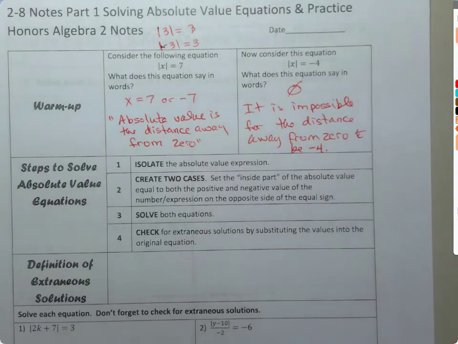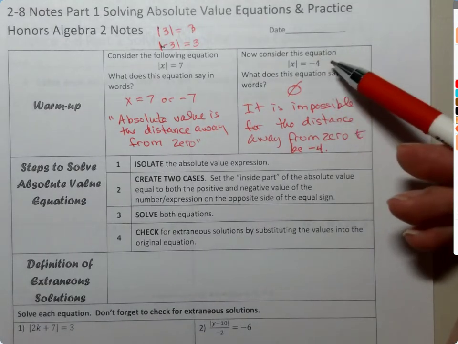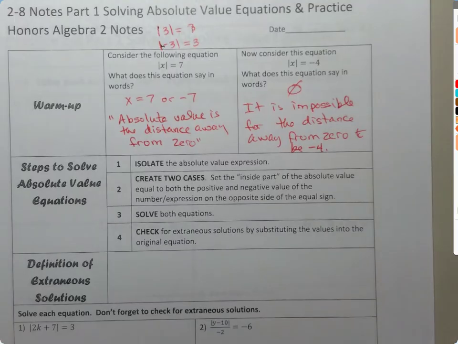Now, I know someone's saying, but -4 means left 4, but the distance can't be -4. The direction is negative. Got it? So your absolute value cannot equal a negative number. Okay, so if you isolate the absolute value and it's equal to a negative, then we're saying there are no solutions. But you have to isolate it first.